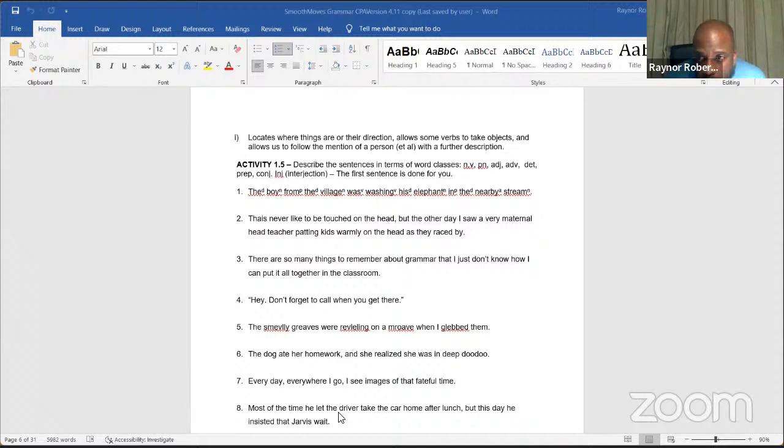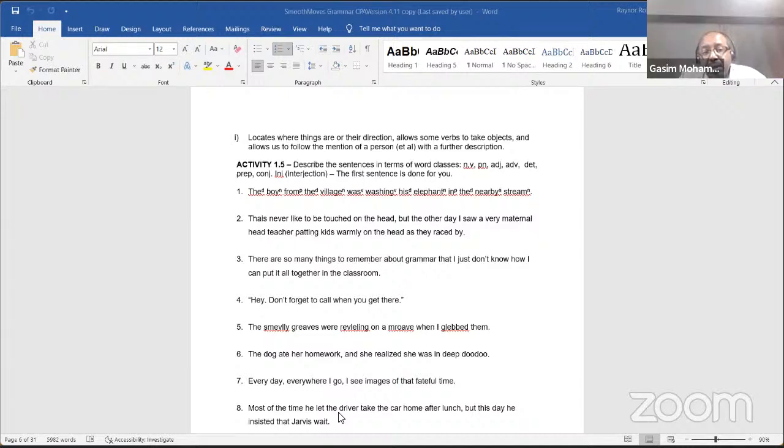Head would also be an adjective, and teacher would be a noun. Yes. Pathing is a verb. Kids, we don't have objects here, so kids would be an object. Yeah, but we're only dealing with word classes, not functions. I mean it's a noun, but we're dealing with word classes, not functions. Okay. Word classes.